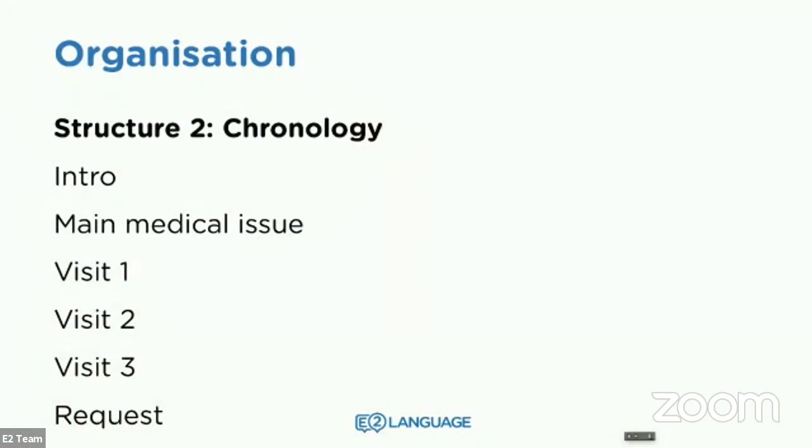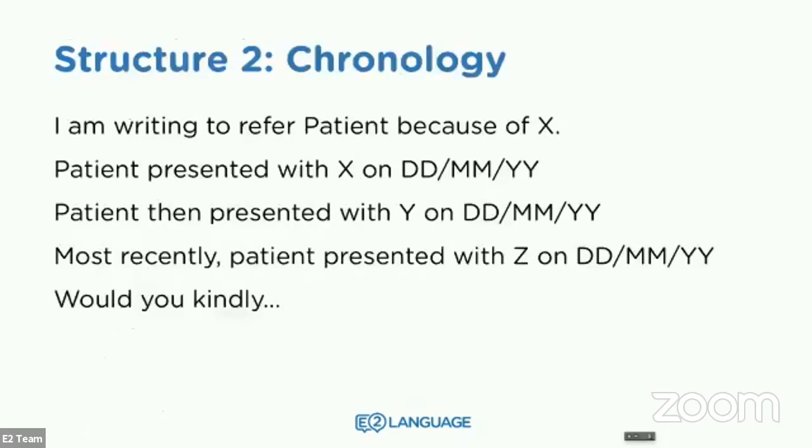So in that case, you will have your introductory paragraph where you say, I'm writing to refer the patient into your care because he requires this, X, of which you will outline in more detail. Then you will talk about the various visits. You talk about visit 1, visit 2, visit 3, before finally writing a paragraph about the request. Okay, so it might look something like this.